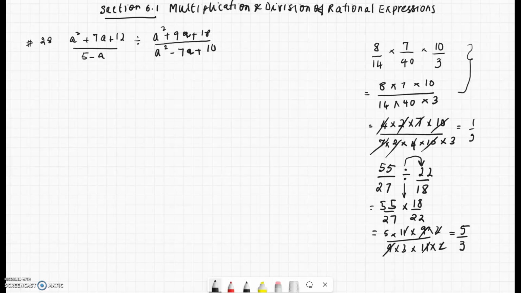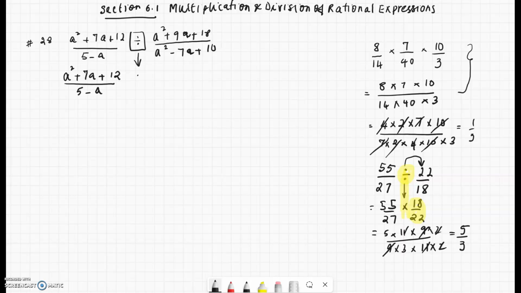Let's try one more. Remember, this is division. What do we do when we have to divide fractions? We change division to multiplication and we flip the fraction on the right. So we have a squared plus 7a plus 12, divided by 5 minus a, so that's your rational expression.